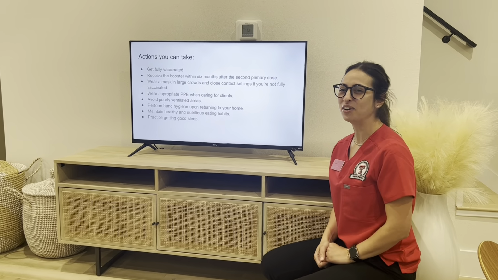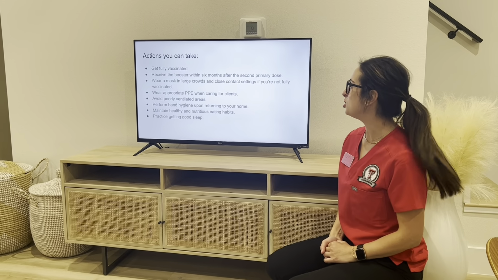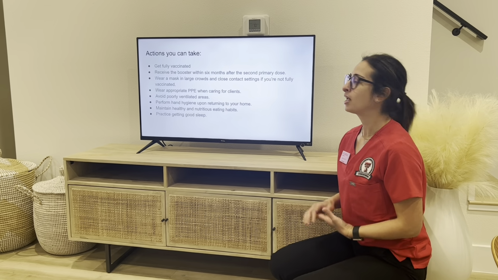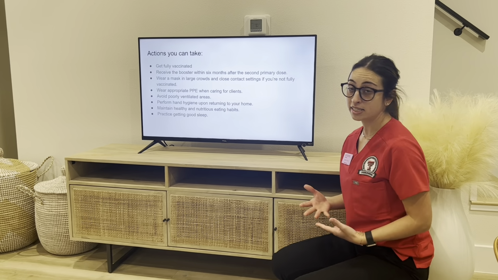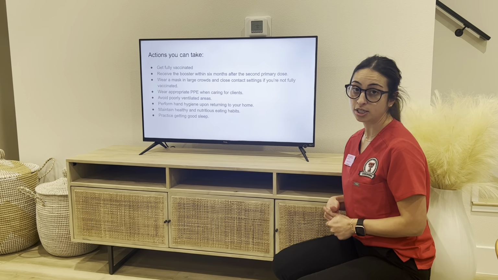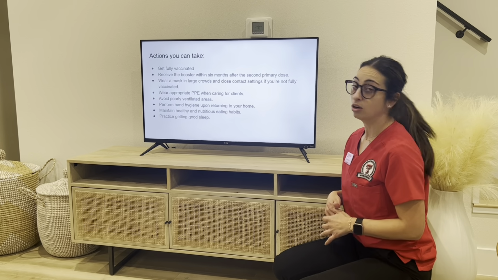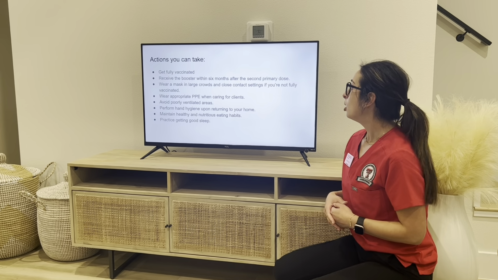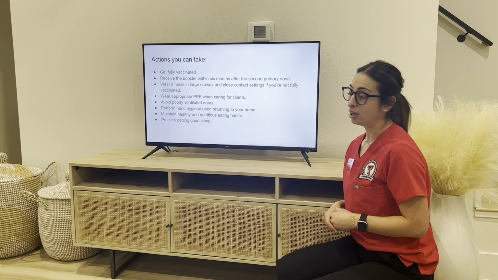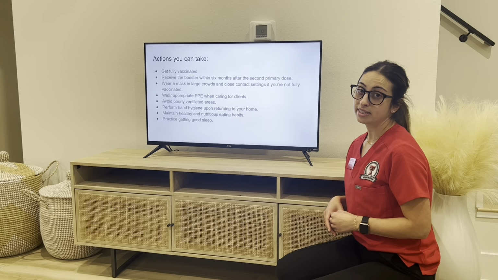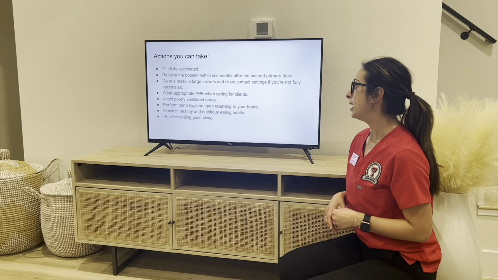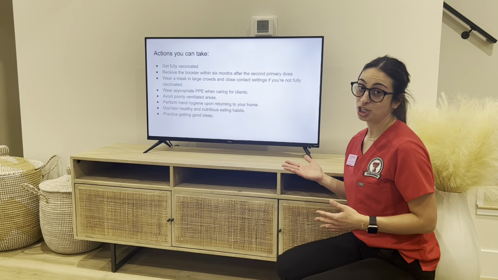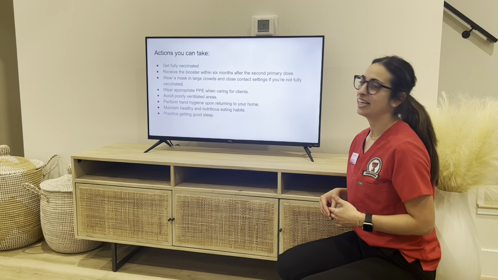Hi everyone, this is Salma, and here are the actions that you can take to protect yourself and others. Get fully vaccinated, receive the booster within 6 months after the second primary dose, and wear a mask in large crowds and close contact settings if you're not vaccinated. Wear appropriate PPE when caring for clients, avoid poorly ventilated areas, perform hand hygiene upon returning to your home, maintain healthy and nutritious eating habits, and practice getting good sleep.